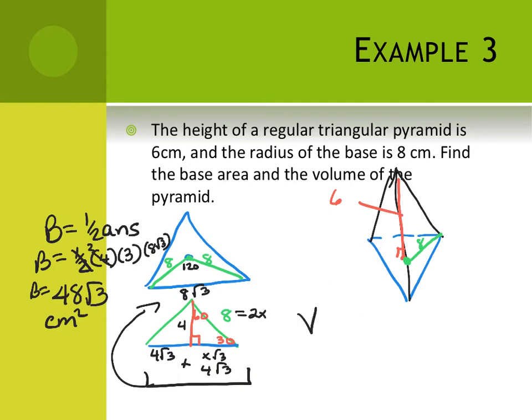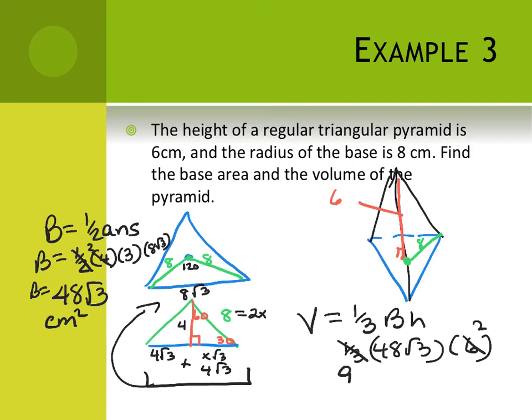And now to do the volume, 1/3 capital BH, 1/3 48 square root 3 times the height, which is 6. I could find 1/3 of 6, which is 2. And then 48 times 2 is 96 square root 3 centimeters cubed. Let's do a cone now.